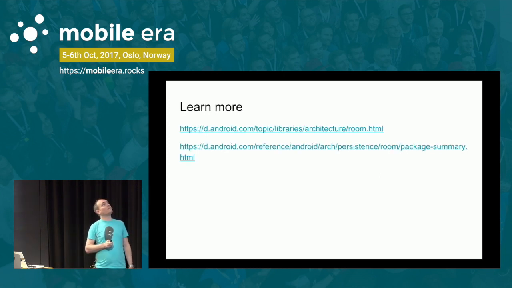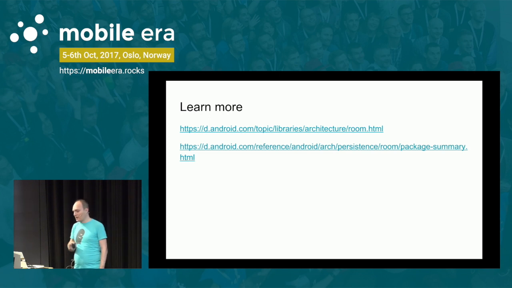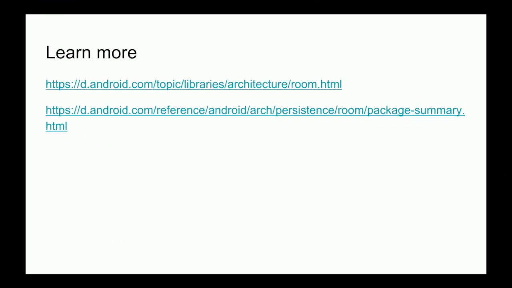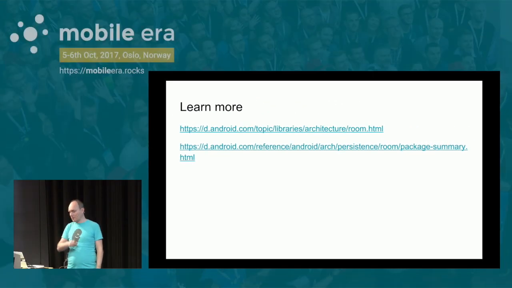And if you want to learn more, I recommend going to the main Room documentation. There seems to be some mismatch still between the Javadocs and the documentation. So there might be some stuff in the Javadoc that is not in the documentation yet. So it's useful to also look at the Javadocs. For example, the Relation annotation is in there, but it's not in the docs. So yeah, I recommend you check that out.